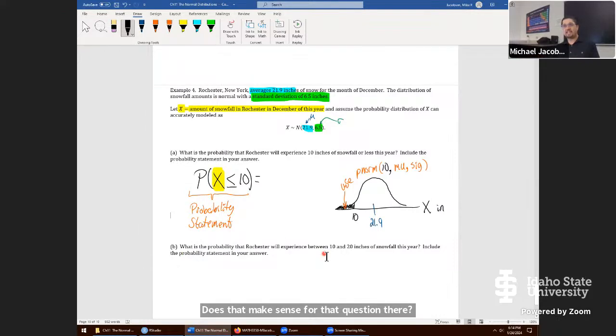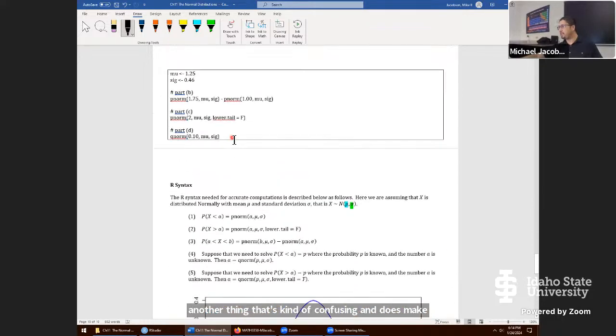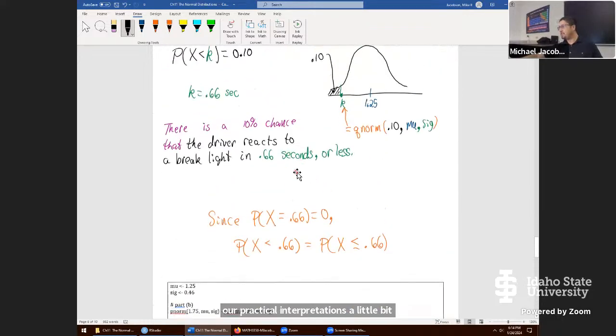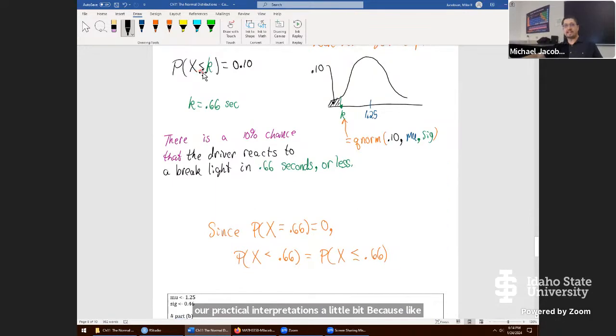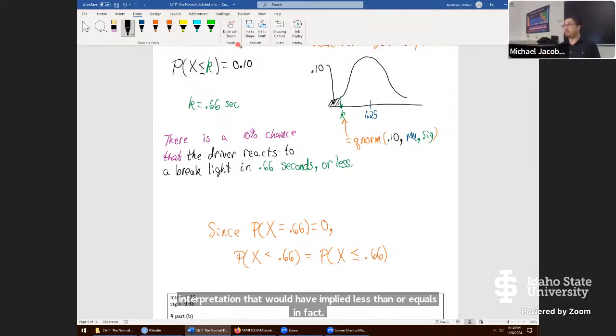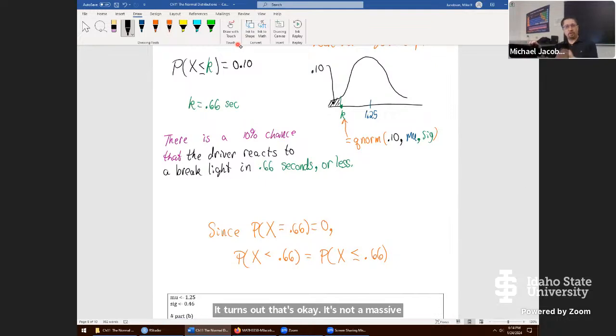Again, that's another thing that's kind of confusing, and it does make our practical interpretations a little bit foggy. Because like we mentioned up here, on this one, it was a strictly less than, but we wrote an interpretation that would have implied less than or equals in fact. It turns out that's okay. It's not a massive worry at all when you're writing down your answers. It's just one of those weird things where we're forced to look at something that doesn't seem quite right, and try to resolve it in our mind if it really is allowed.